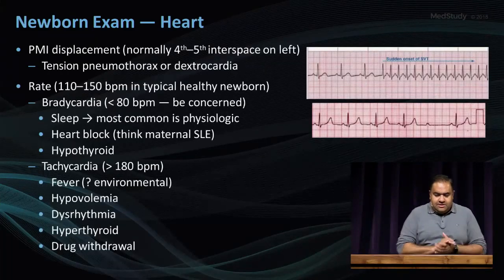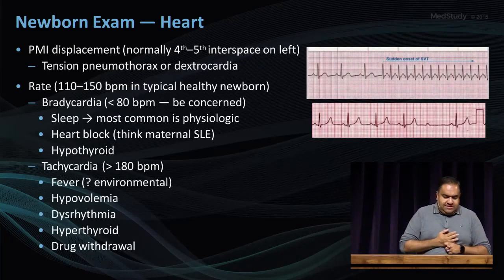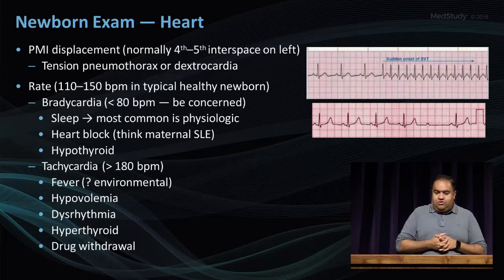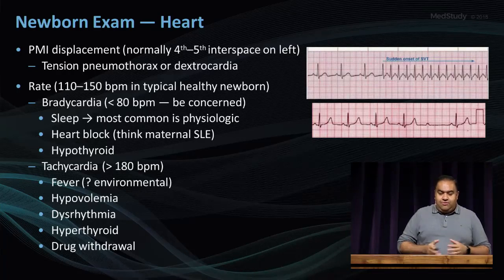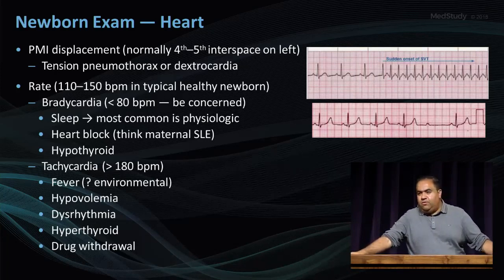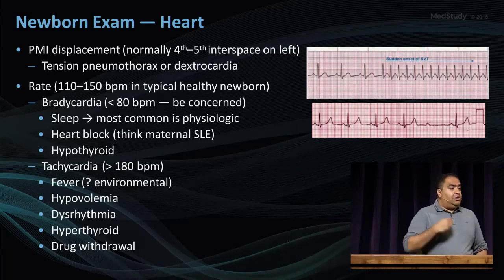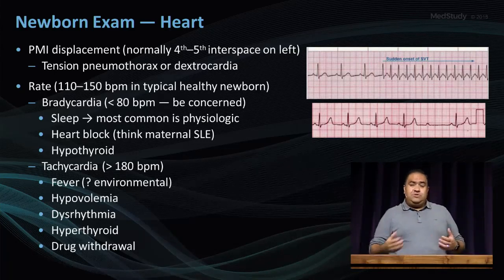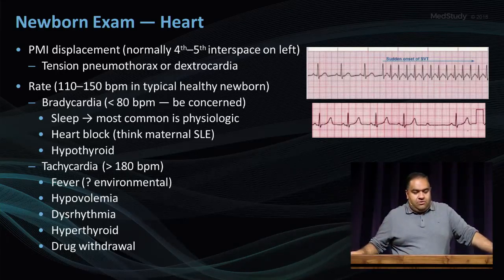All right, heart exam. So the PMI displacement is usually normal in the 4th to 5th interspace on the left. You worry about tension pneumothorax or dextrocardia. Look at the rate of the heart and see if they have a low heart rate, so usually less than 100. I worry only if it causes them to have desaturations. So some infants may have a low resting heart rate that sits between 90 and 100, but they don't desaturate and they don't have any other problems at all. Usually you can reset the alarms and not worry too much about them.